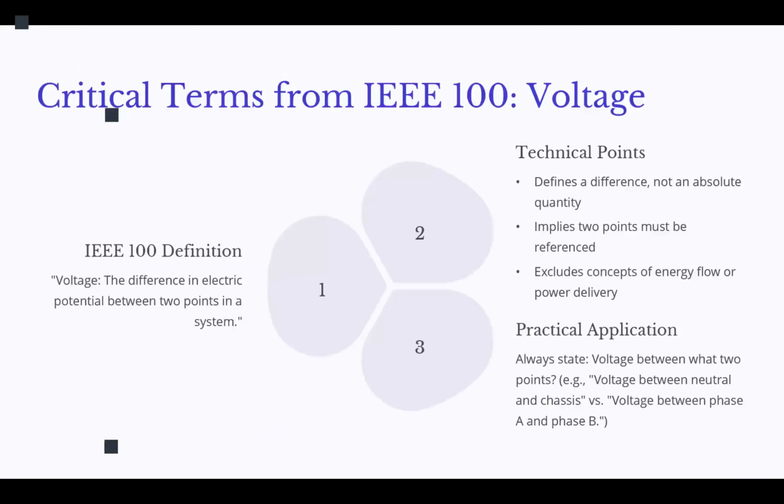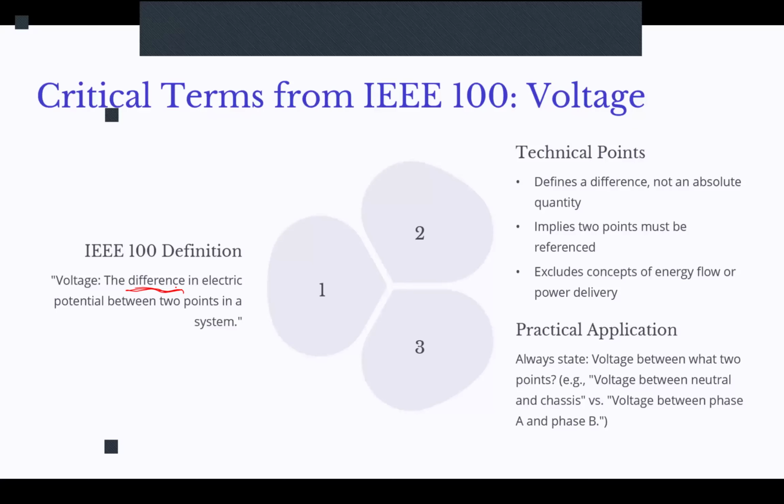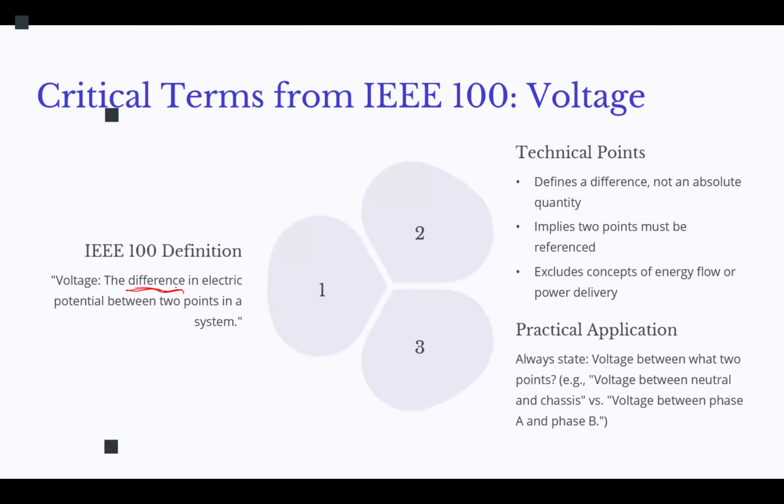Let's look at the term voltage. For example, the definition of voltage in IEEE 100 is the difference in electric potential between 2 points in a system. There are several important parts in that definition. You might think, okay, we already know that, but there are several important parts in that definition. First of all, it's a difference. It's not an absolute number. Voltage, if you look at it mathematically, is a vector, not a scalar. Second, it defines electrical potential.